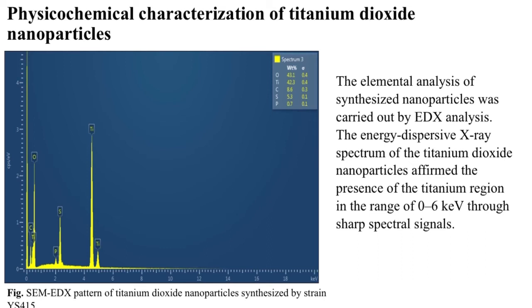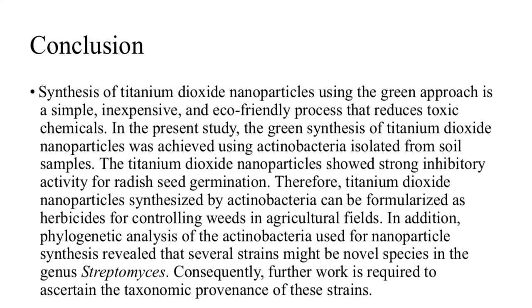Moving to the conclusion, synthesis of titanium dioxide nanoparticles using the green approach is a simple, inexpensive, and eco-friendly process that reduces toxic chemicals. In the present study, the green synthesis of titanium dioxide nanoparticles was achieved using actinobacteria isolated from soil samples. The titanium dioxide nanoparticles showed strong inhibitory activity on radish seed germination. Therefore, titanium dioxide nanoparticles synthesized by actinobacteria can be formulated as herbicides for controlling weeds in agricultural fields.